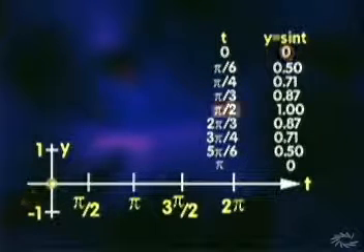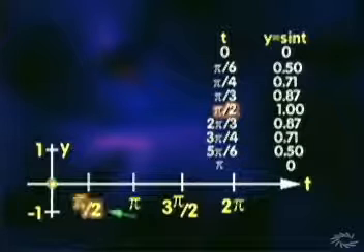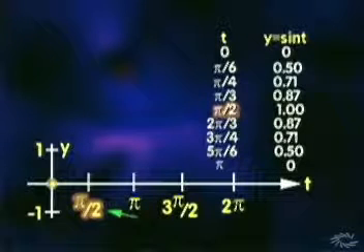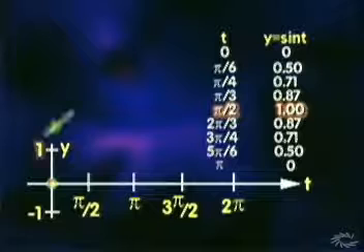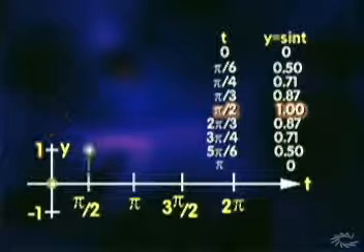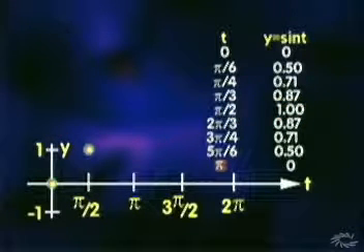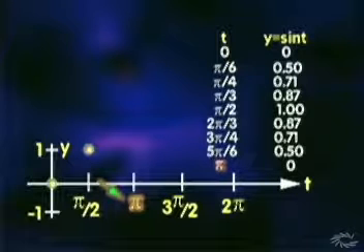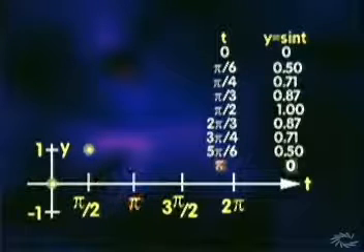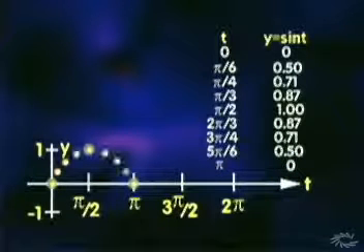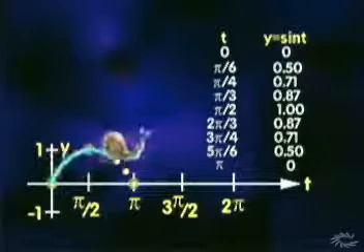Now we'll plot pi over 2 radians. It's here on the t-axis. The sine of pi over 2 radians is 1, which is here on the y-axis. So we'll plot the point here. To plot pi radians, we find pi radians on the t-axis. The sine of pi radians is 0. So this is our point on the t-axis. Here's the rest of the points on the graph if we plotted them all. Let's follow Sluggo as he connects the points.